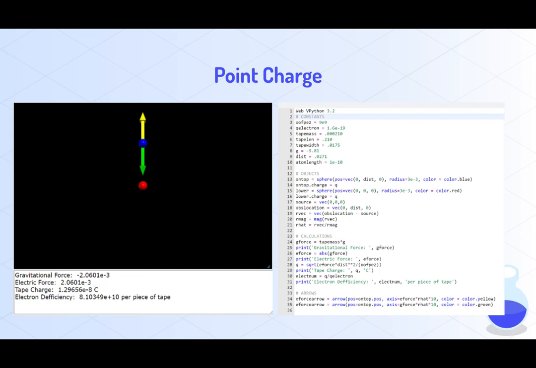So for the first experiment, where the tape was considered a point charge, it can be seen that the gravitational force and electric force were the same, yet one negative, meaning it was in the opposite direction. The tape charge was 1.3 times 10 to the negative 8, and electron deficiency 8.1 times 10 to the 10th.